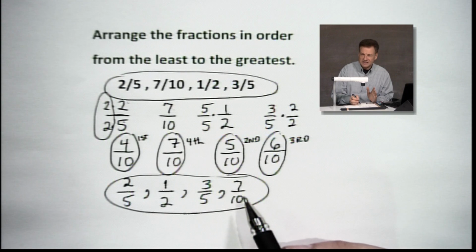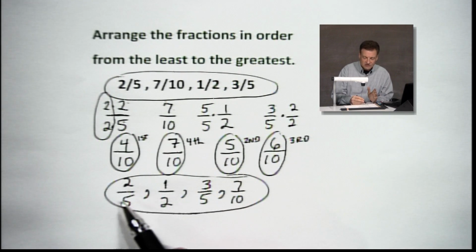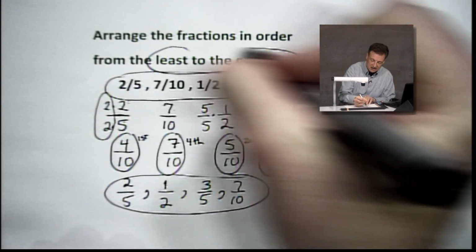Now if they switched you around and said, let's go from greatest to least, then you start at 7/10, come back to 3/5, 1/2, and 2/5. But the instructions say least to greatest.